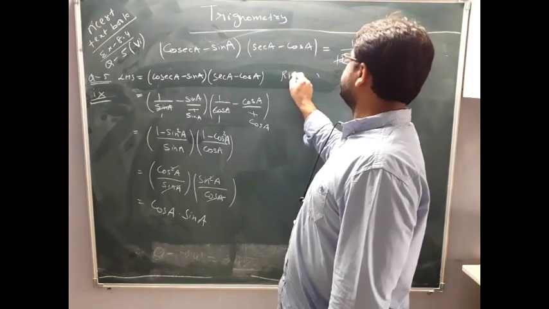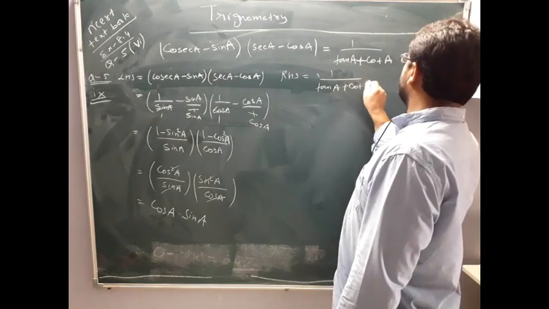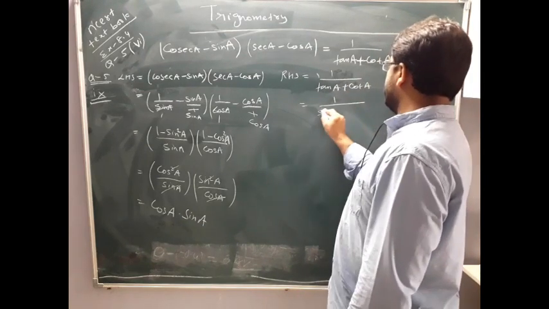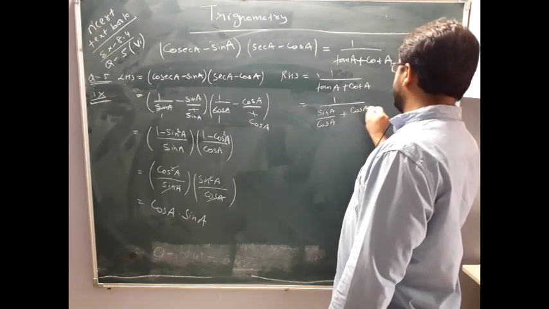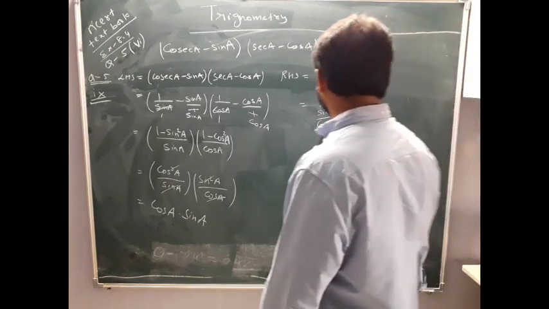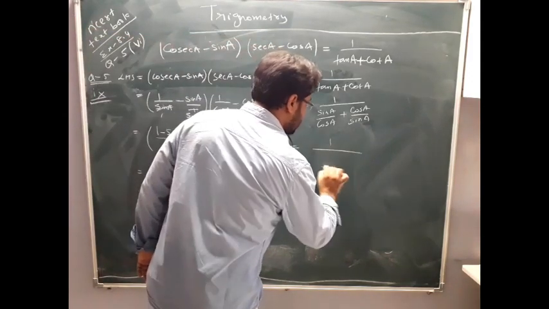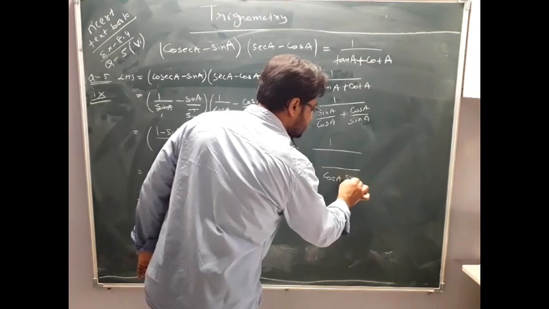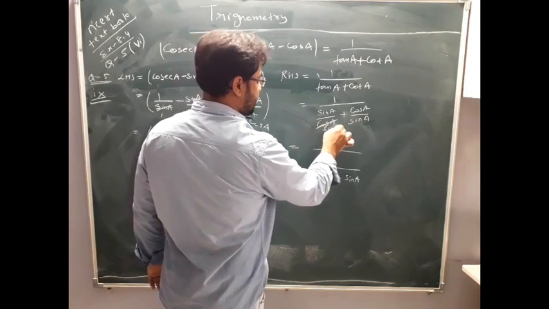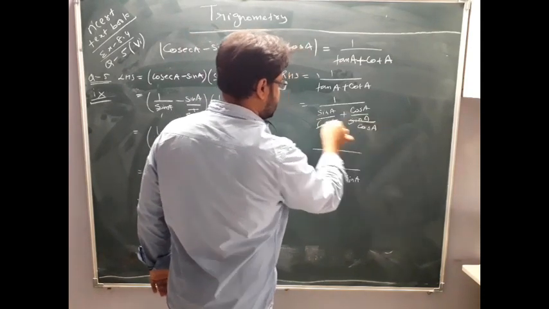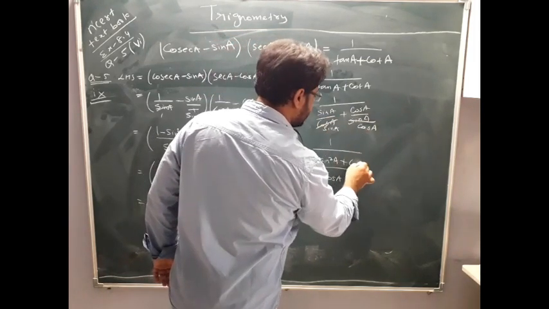So see here, RHS: 1 by tan a plus cot a. 1 by, here will be sin a by cos a, here will be cos a by sin a. Yes or no? Because tan a means what? Sin by cos, and cot a means what? Cos by sin. 1 by, this here will be what? Cos a into sin a. Here I have cos a but I don't have sin a, so cut sin a. Here I have sin a but don't have cos a. These two will get multiplied. Sin a into sin a, sin square a. Cos a into cos a, cos square a.